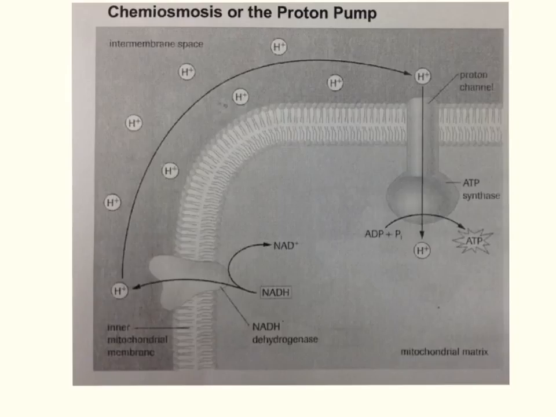Finally, we have chemiosmosis, also known as the proton pump. Chemiosmosis only occurs after the electrochemical gradient is created by the ETC. ATP synthase, embedded in the inner membrane, forces the H ions through, so that they flow from the intermembrane space into the matrix. H protons provide energy from their movement, which provides a bond between the ADP and inorganic phosphate. This is how the ATP is made, by oxidative phosphorylation.